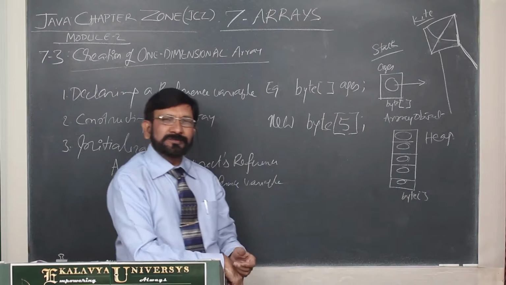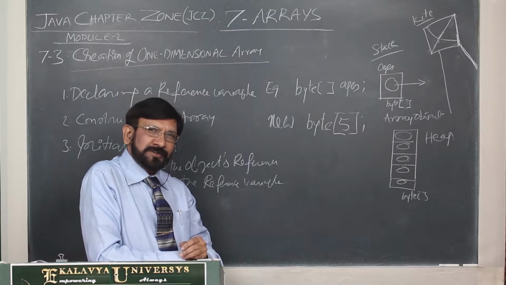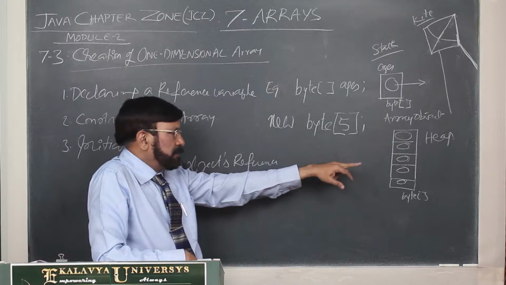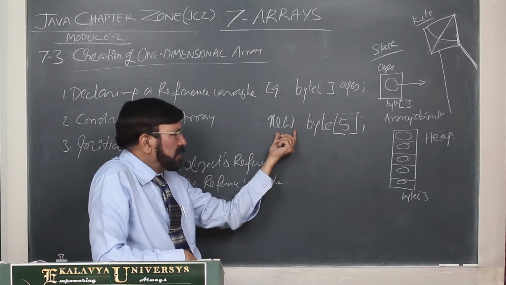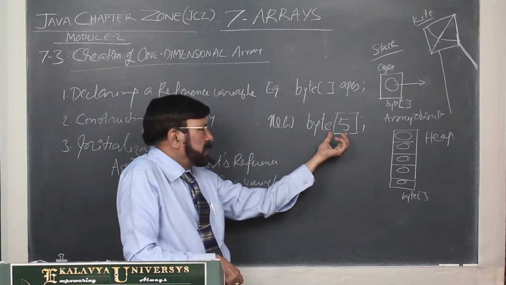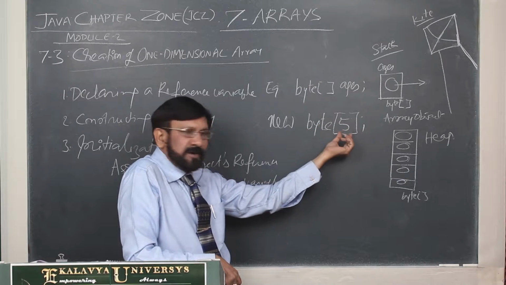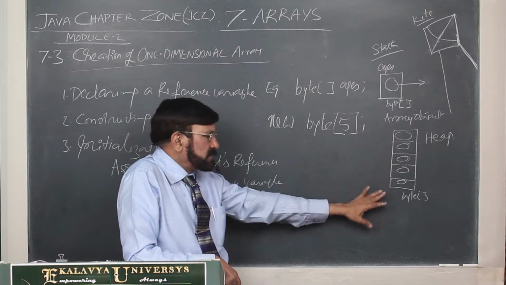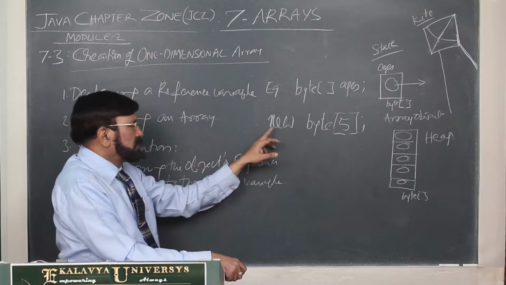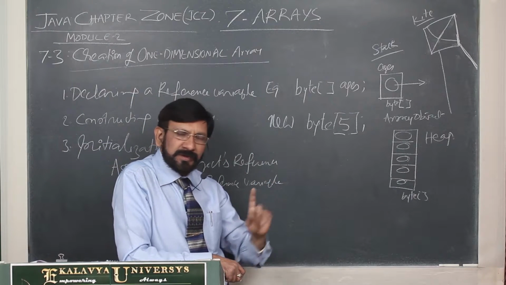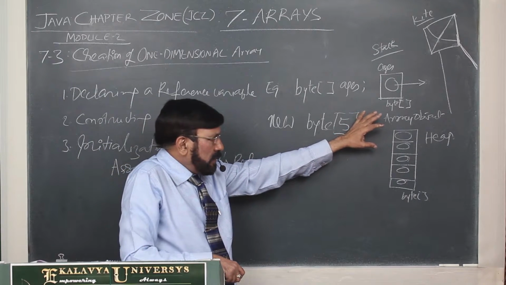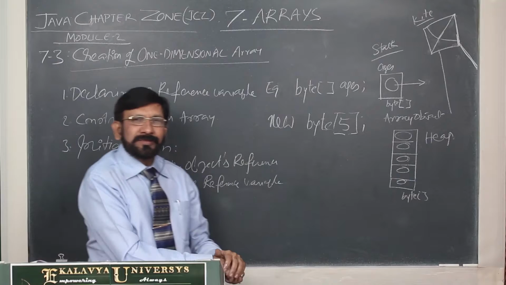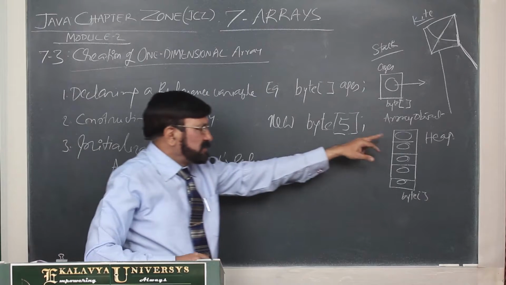Actually, what does new do? New does 3 operations. First one is it gets the required amount of memory allocated on heap. What is the required amount of memory? It is defined by this and this. Its size is 1, it is 5. 1 into 5, 5 bytes of memory is allocated. So what is the job of the new operator? First, it gets the necessary amount of memory allocated on the heap. Okay. The second operation, it initializes it also.